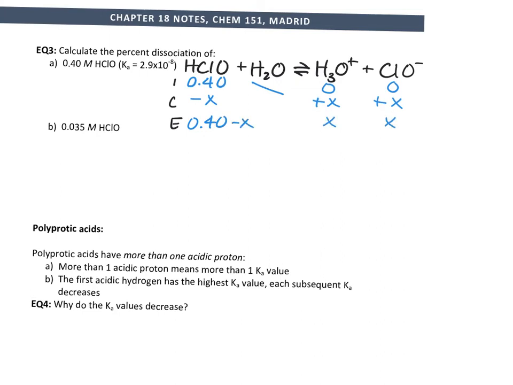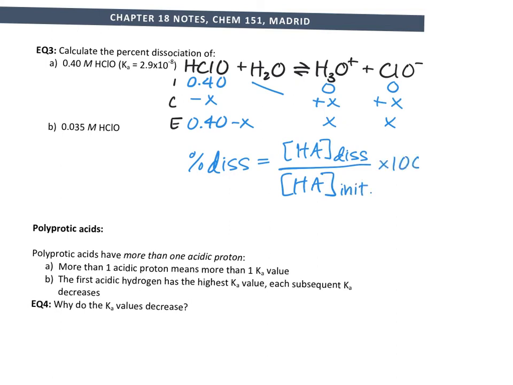The reason we're setting up an ICE table is because to determine percent dissociation, we have to know the amount of HA that dissociated over the initial HA concentration times 100. We know the initial concentration. That's right there. We also know that I have to multiply it by 100. So what I'm looking for is this number. That is going to be equal to my x, because remember, this is the dissociated form of the acid.